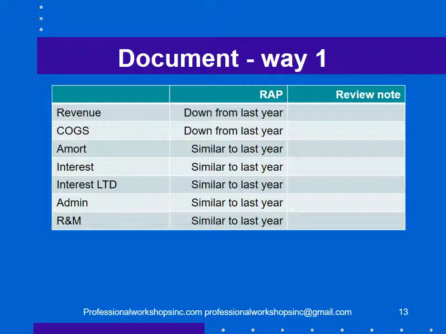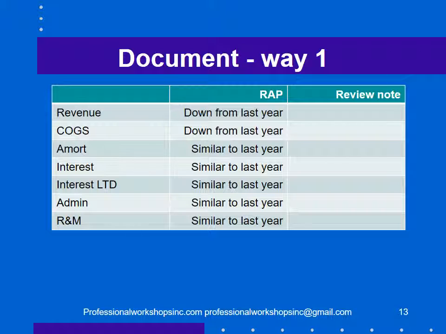Now, what kind of review notes are we going to get here? Revenue down from last year, cost of goods sold down from last year, everything else is similar to last year. Maybe I'm rushing ahead a bit, but just to say that revenue is down from last year, ask the client and they said revenue is down from last year.